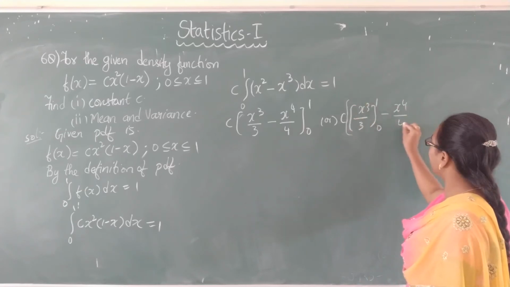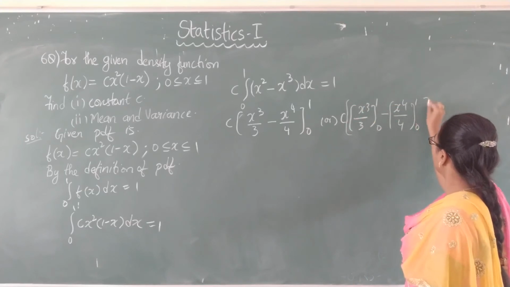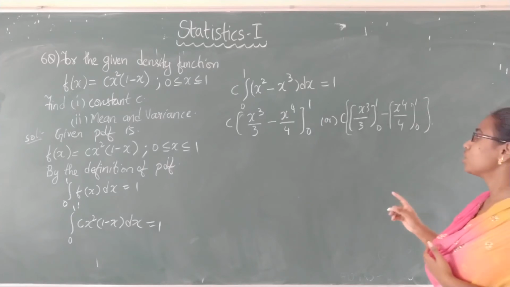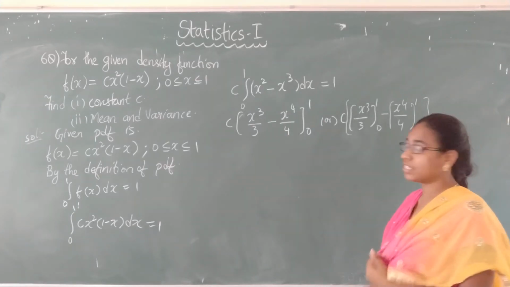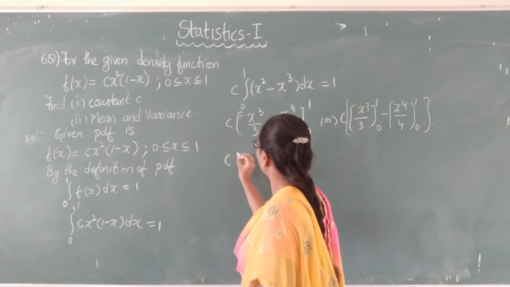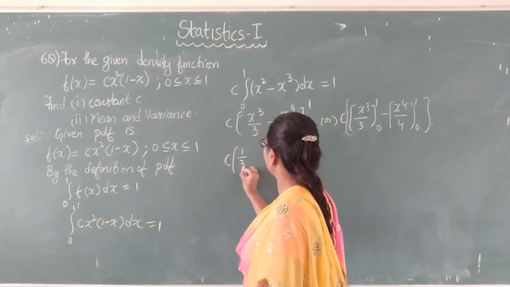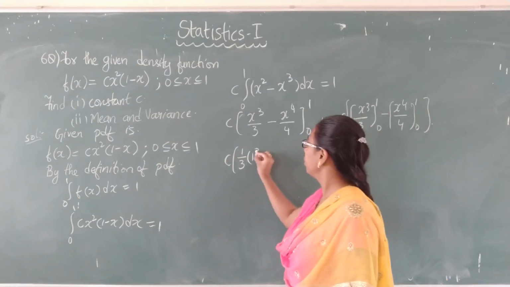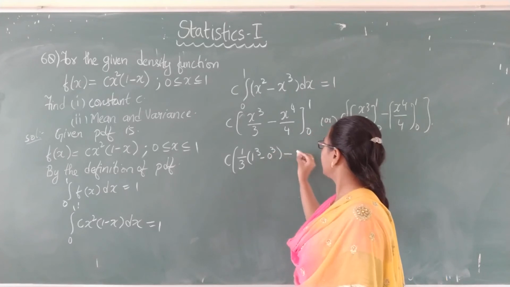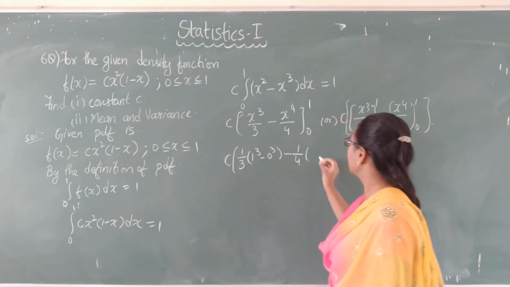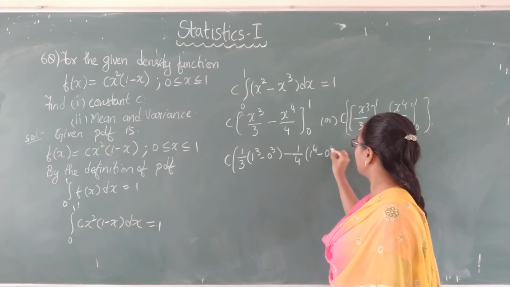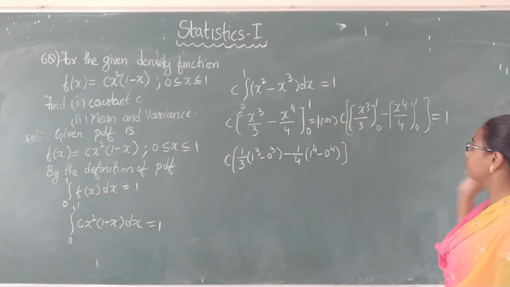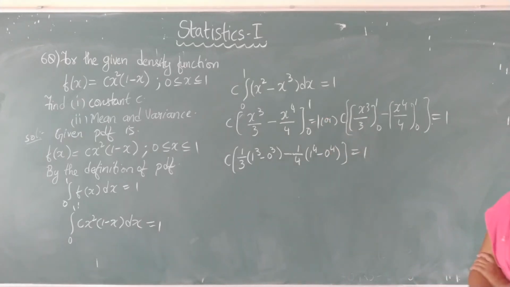x power 4 by 4 within the limit 0 to 1. Either way you can write it, it depends on your convenience. First we apply the limit to the first term. C into 1 by 3 is constant, 1 by 3 into 1 cubed minus 0 cubed, minus, here 1 by 4 is constant, 1 power 4 minus 0 power 4, equals 1. Forgot to write equals 1. Now solve this one.